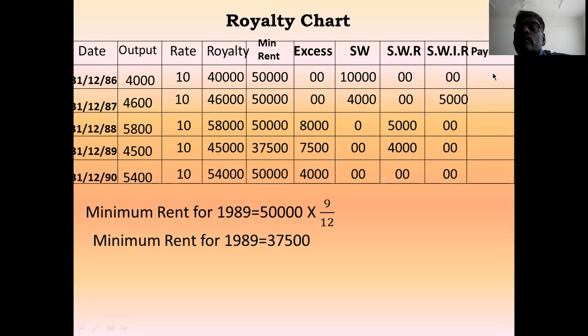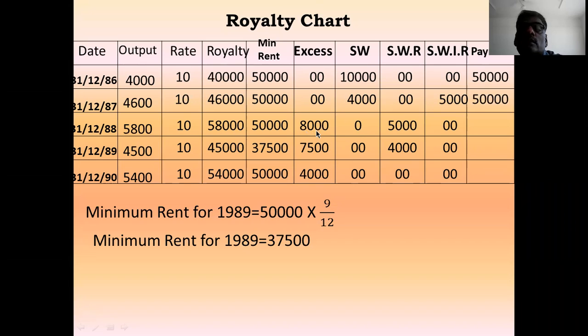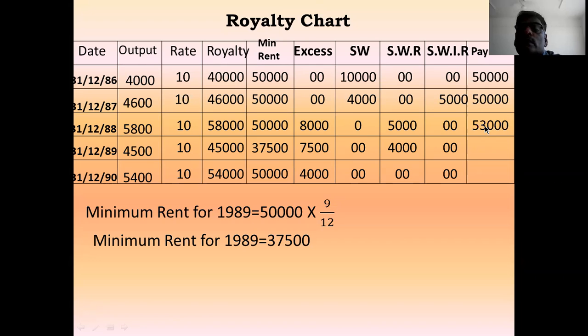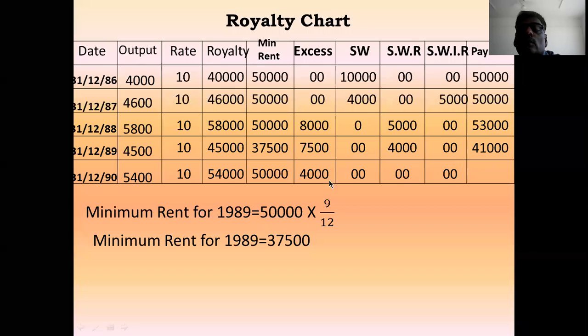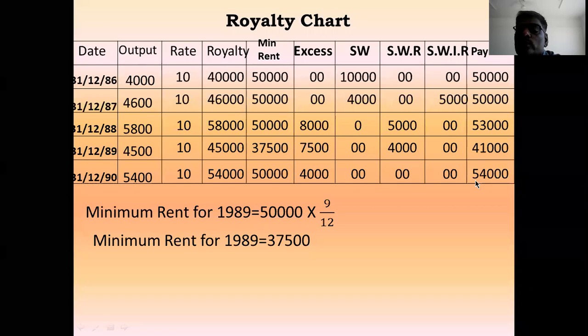Next, payment. Payment is equal to royalty plus SW minus SWR. Royalty 40,000 plus 10,000 minus 0. 46,000 plus 4,000 minus 0. 58,000 plus 0 minus 5,000, 53,000. 45,000 plus 0 minus 4,000, 41,000. 54,000 plus 0 minus 0, 54,000 same. Okay, like this you prepare the chart.